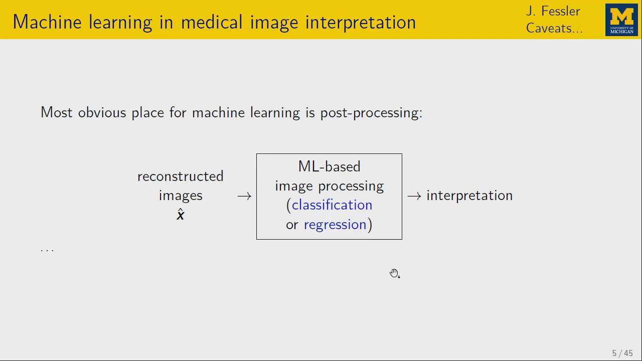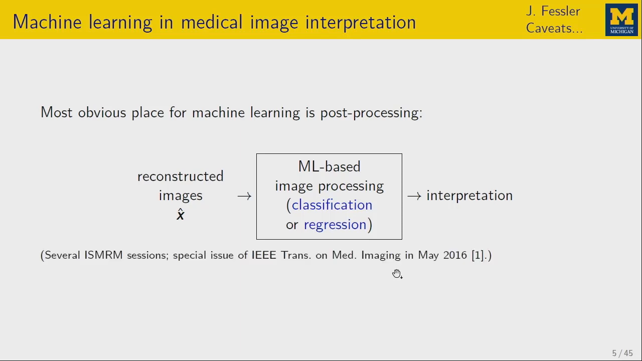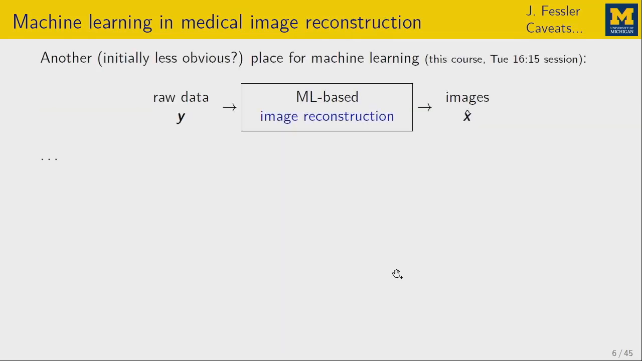You've got your reconstructed images, you apply some sort of machine learning-based method, classification or regression, to get some kind of quantitative numbers or diagnosis or interpretation out of it. If you work at Google, this is the obvious place to start. And in fact, there are many ISMRM sessions about this topic, and there was a special issue of the IEEE Transactions on Medical Imaging on this topic a couple years ago.